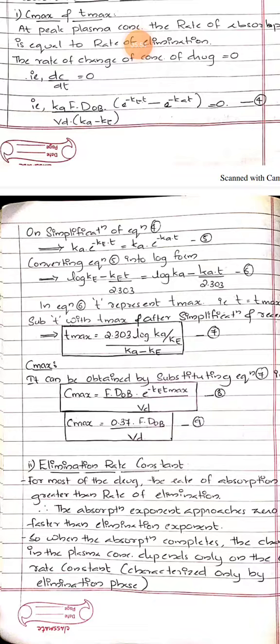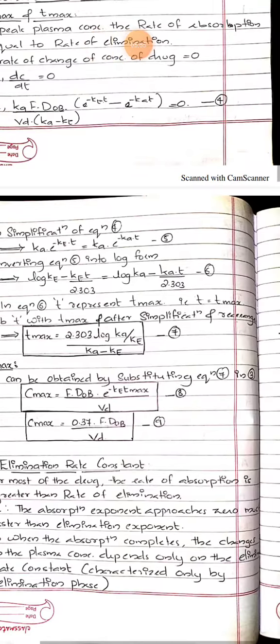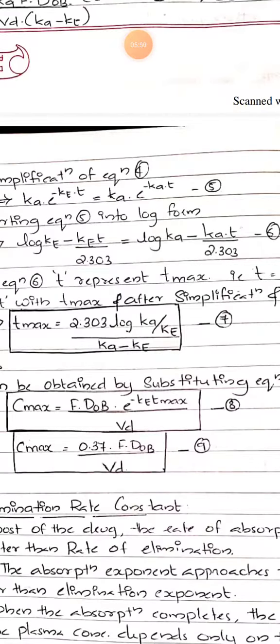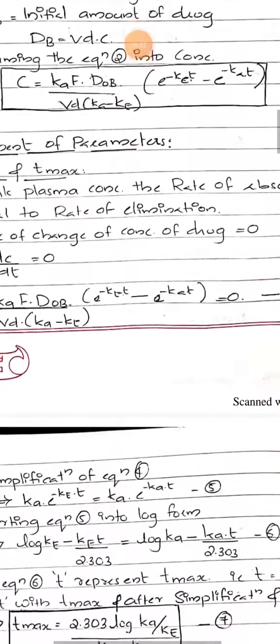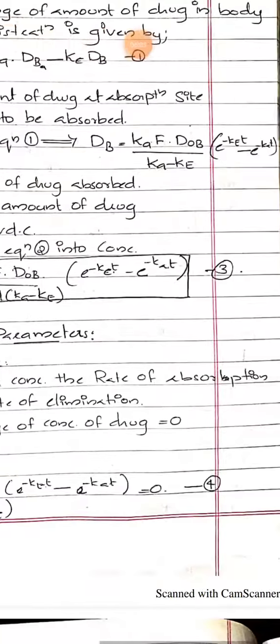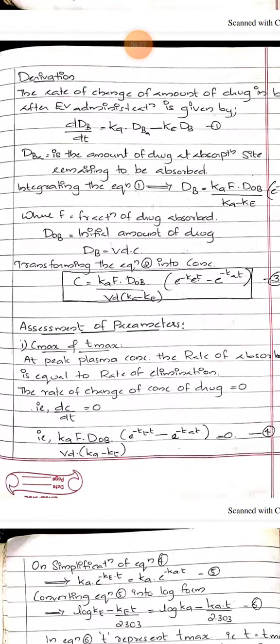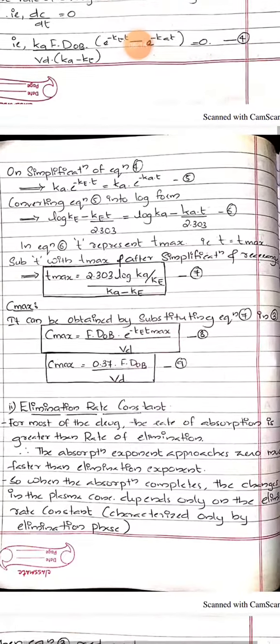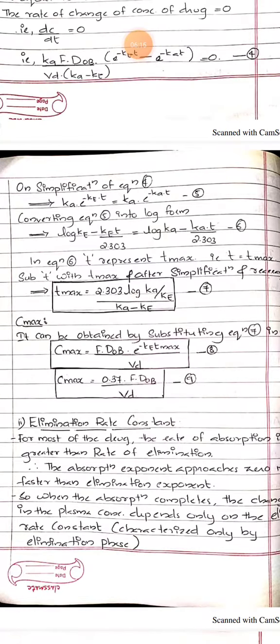Then C max. C max can be obtained by substituting equation 7 in equation 3. This equation 7, the last T max equation, you are going to substitute in your first equation, that's equation 3. That means in the place of t, you substitute this T max. So it will be a complicated equation. Then after simplification again you will get C max. That's why we are not writing the steps. So we will be writing only the final equation.